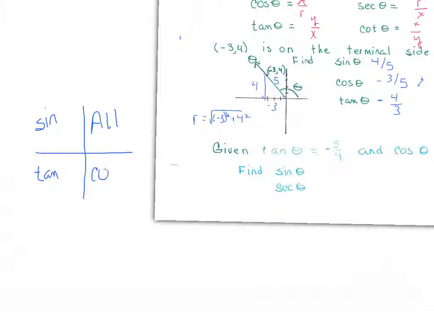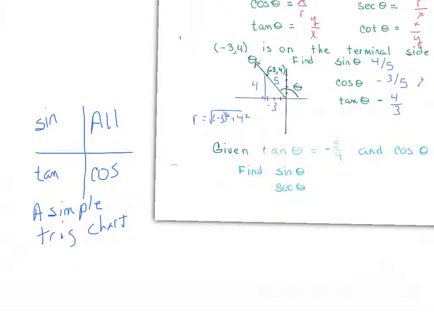And the cosine and its reciprocal are positive in the fourth quadrant. A simple trig chart. All in the first quadrant, sine and reciprocal second quadrant, positive. Tangent and reciprocal third quadrant, cosine and its reciprocal in the fourth quadrant.